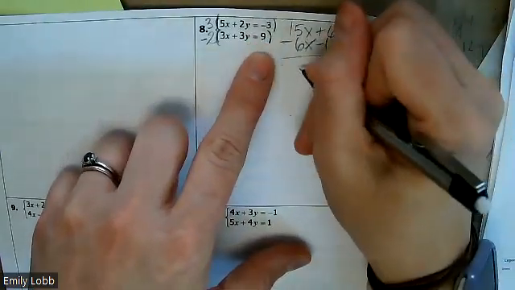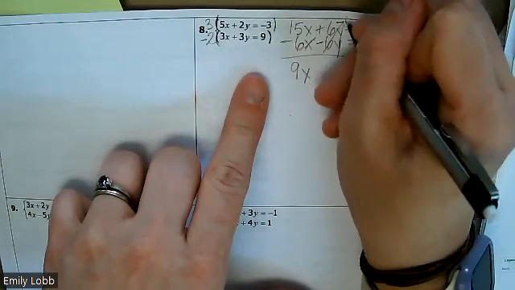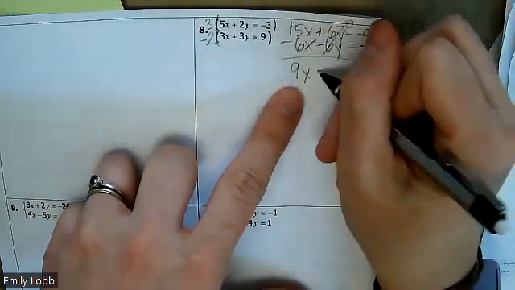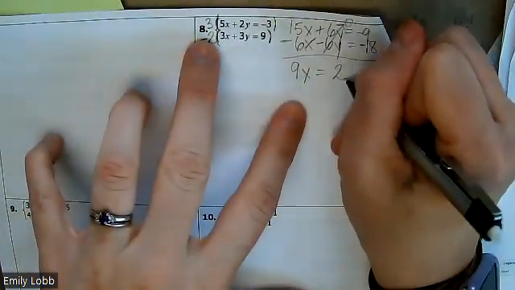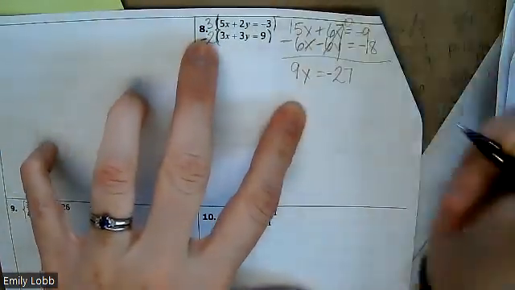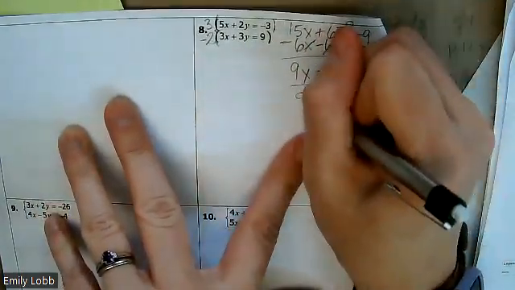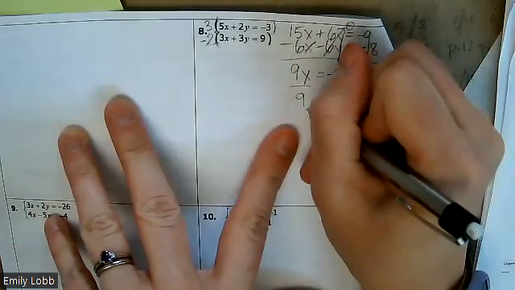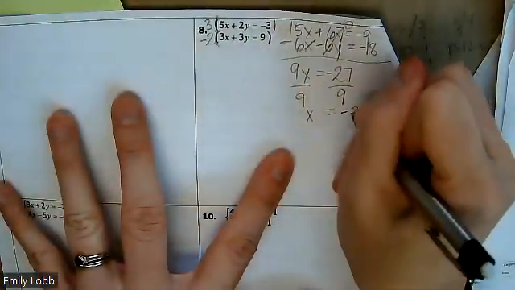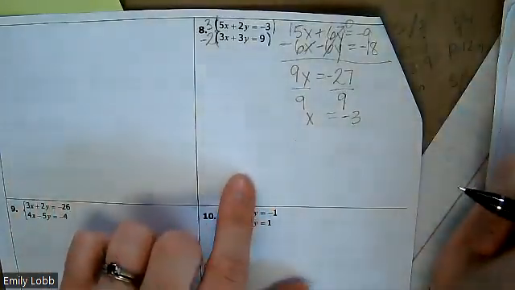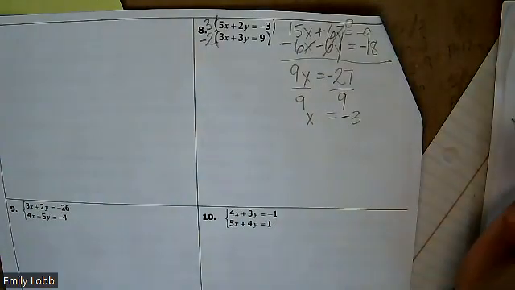So 15 minus 6 is 9x. 6 minus 6 is 0. That's what we wanted to happen. My signs are the same here, so I'm really finding the sum. 9 and 18 is 27, but it is negative. So I'm dividing by my coefficient to figure out what 1x equals. What does 1x equal? -3. I've got to put -3 back into one of these.